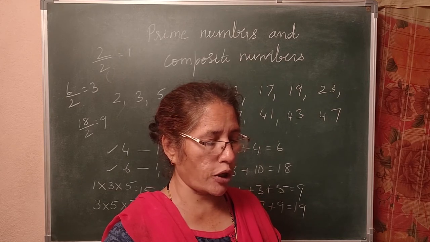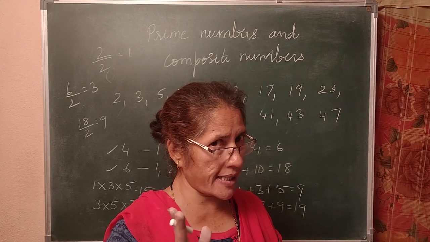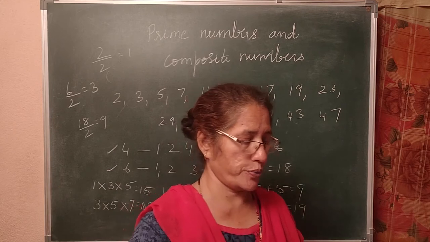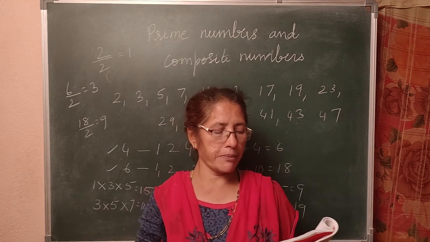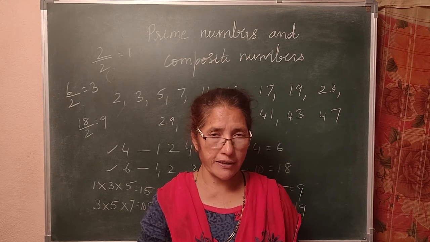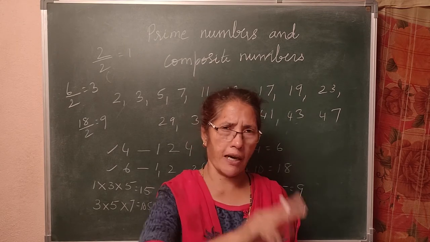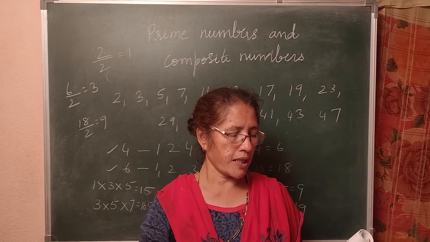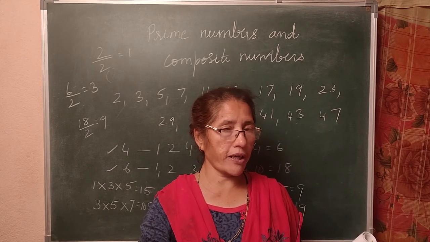All prime numbers are odd. No, one is an exception. Which is that? 2. Next, prime numbers do not have any factors. Prime numbers have factors. How many? Only 2: 1 and that number itself.